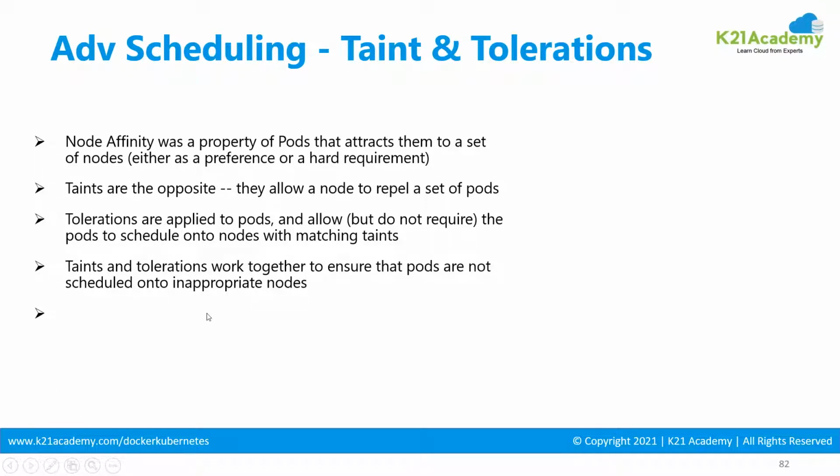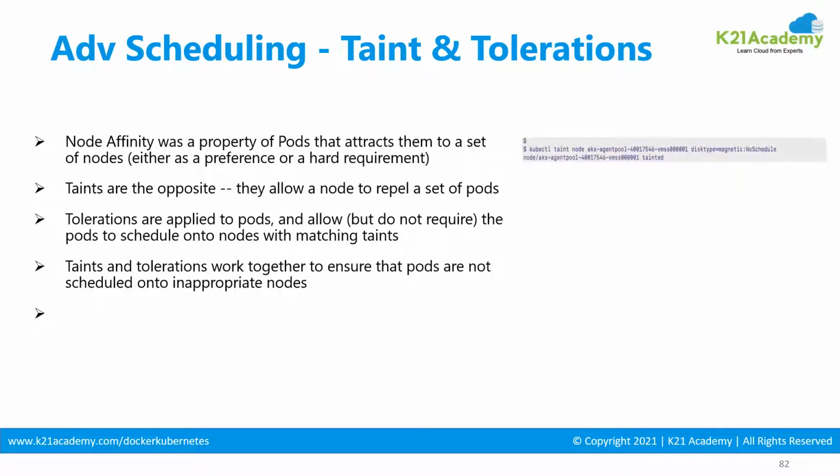What is toleration? Tolerations are applied to pods. Let's say that 100 pods are there, and out of that you want to deploy one pod on that particular tainted node. You need to write a toleration definition inside the deployment YAML file of the pod and tell the worker node, look, please accept this pod, you can tolerate this pod. Taints and tolerations work together to ensure that pods are not scheduled onto inappropriate nodes.